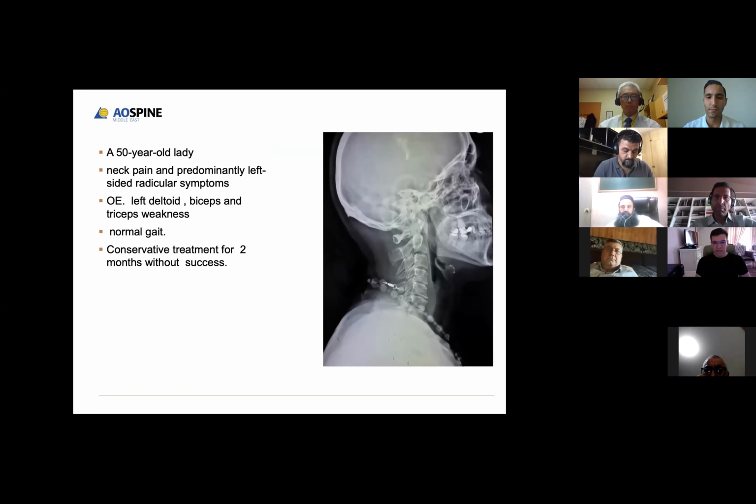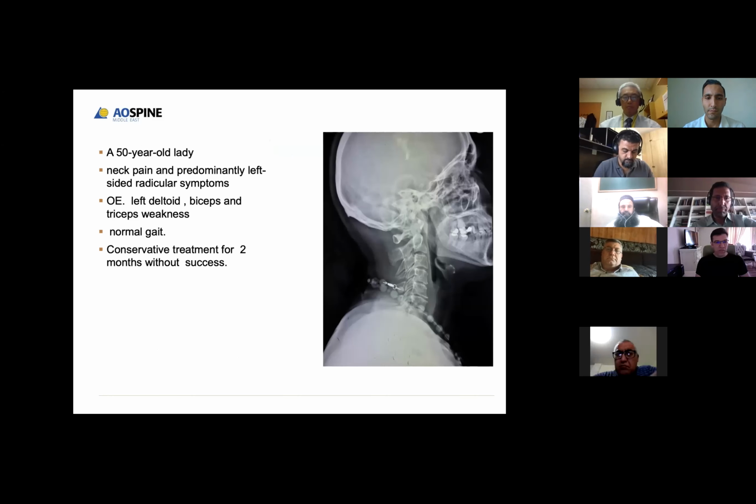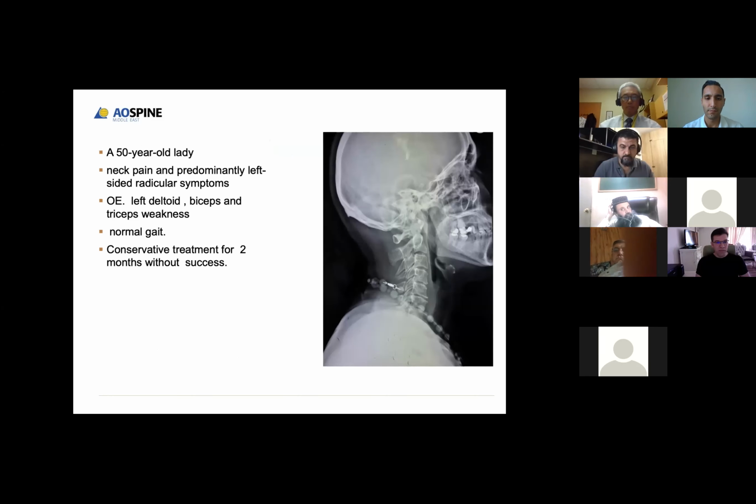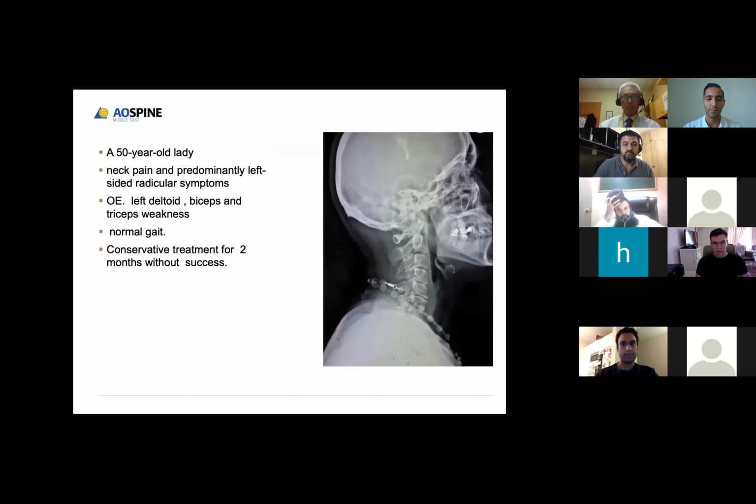This is a simple case. It's a case of mine from around 10 months ago. She's a 50-year-old lady, presented with neck pain and left-sided radicular pain, with weakness in the left deltoid, biceps, and triceps, with normal gait. I tried conservative treatment for 2 months without success.